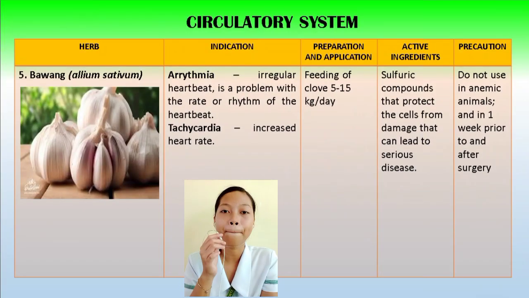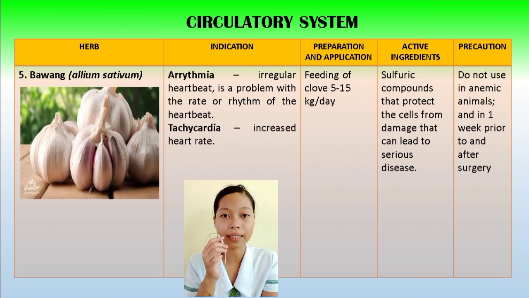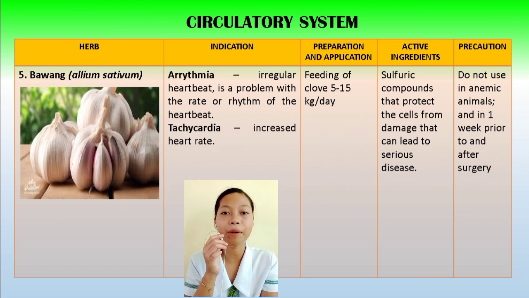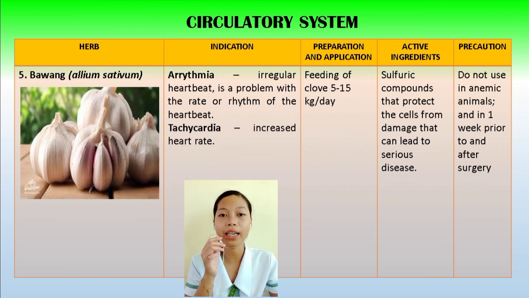And the last one, bawang or Allium sativum. It is used to treat arrhythmia, irregular heartbeat, a problem with the rate or rhythm of the heartbeat, and tachycardia, increased heart rate. For the preparation and application, feeding of clove 5 to 15 kg per day. Bawang has sulfuric compounds that protects the cells from damage that can lead to serious disease. Precaution: Do not use in anemic animals and in 1 week prior to and after surgery.